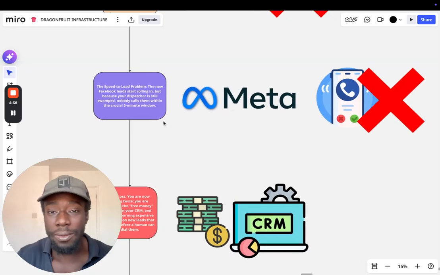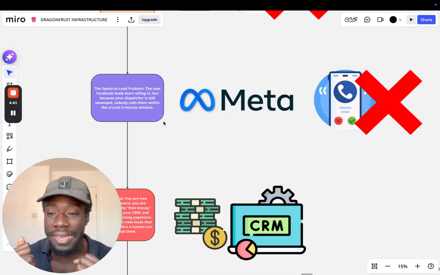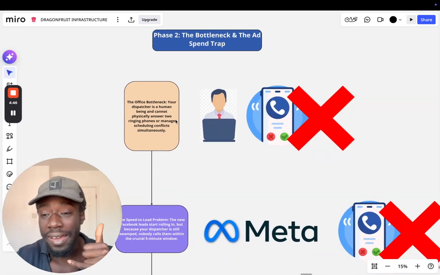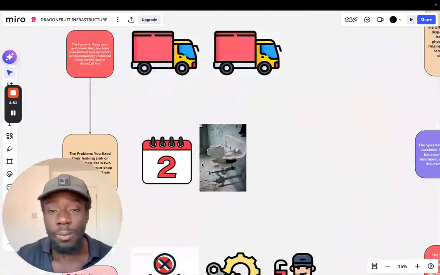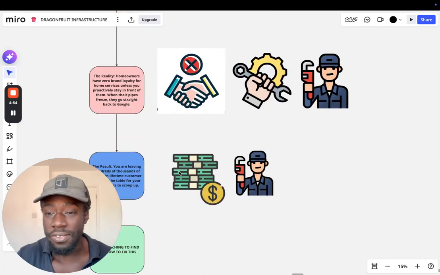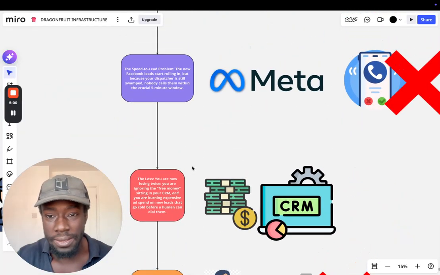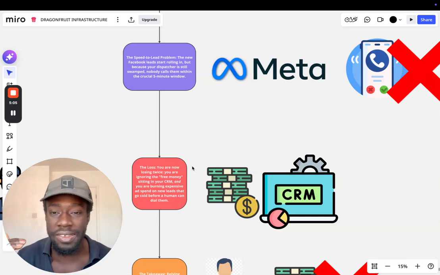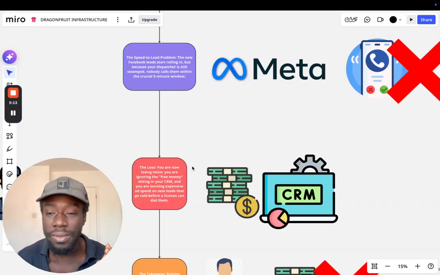You may be doing very well at getting leads from ads, maybe from Google or Meta, but your dispatcher is not able to reach out to these leads in time. Once you're not able to do that, they're going to go talk to other plumbing businesses and give their money to them. So essentially, you are now losing twice. You are ignoring the free money sitting in your CRM, and you are burning expensive ad spend on new leads that go cold before a human can even dial them.